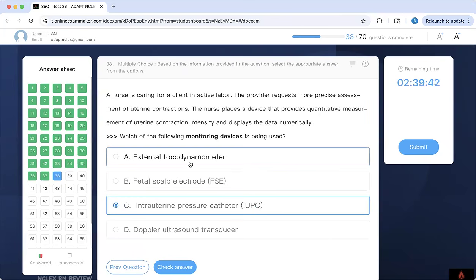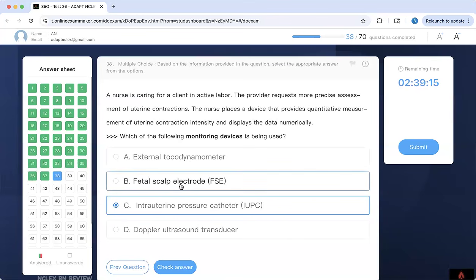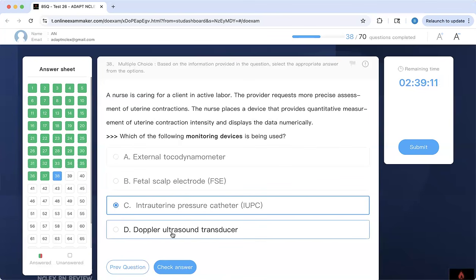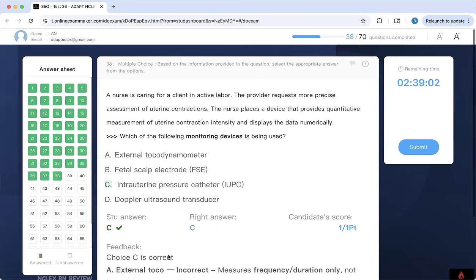External tocodynamometer, what does it do? The duration and the frequency. It does not measure pressure. Fetal scalp electrode, it measures the baby's fetal heart rate. Doppler external transducer, it measures fetal heart rate externally. Intrauterine pressure catheter measures pressure in the uterine contraction.